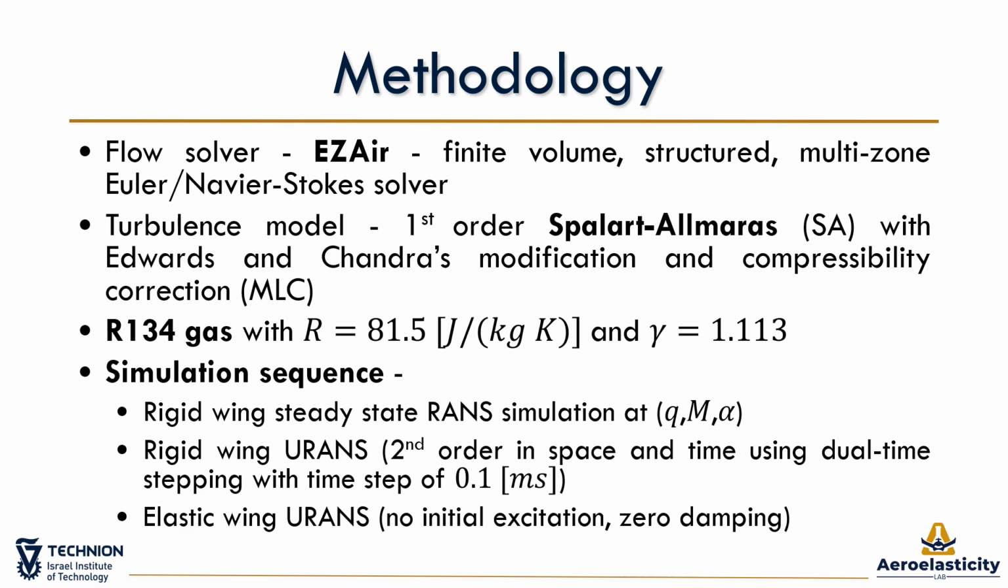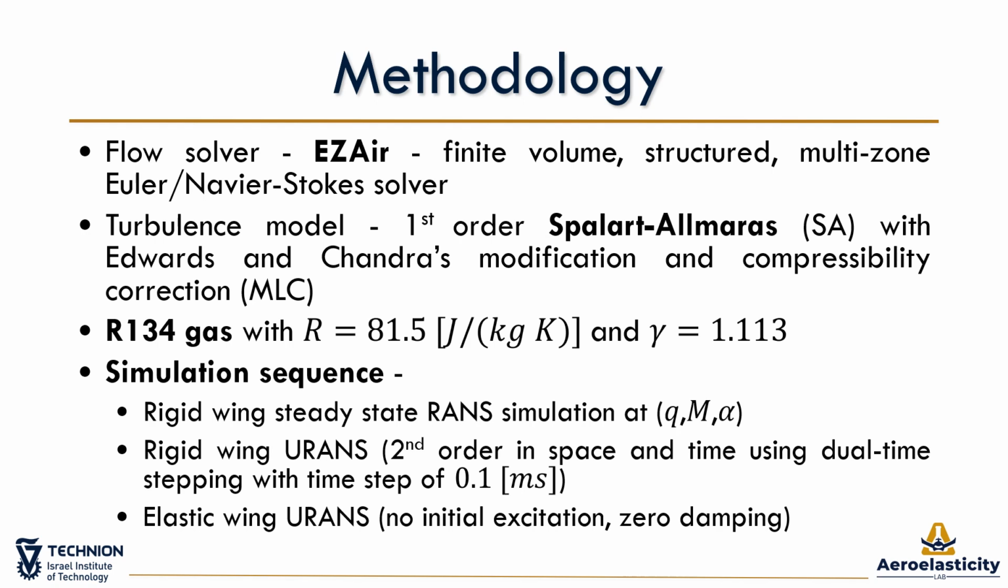Regarding our simulation approach, we start with a steady-state simulation at a given Mach number, angle of attack, and dynamic pressure. This is used to initialize the flow field. Next, we perform a URANS simulation with the dual time-stepping method using a time step of 0.1 milliseconds. Finally, we perform a full dynamic aeroelastic simulation in which we don't use any sort of initial excitation and don't prescribe any structural damping. We technically give the wing a kick resulting from the transition from rigid wing simulation to elastic wing simulation.